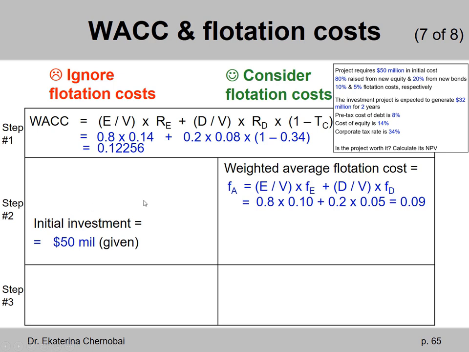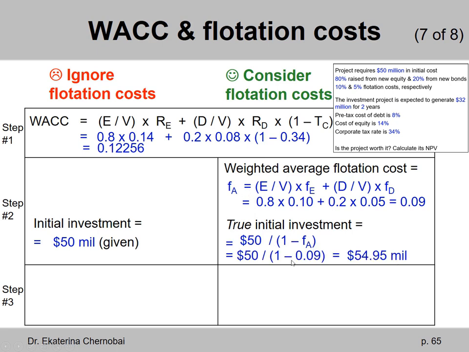So how much extra do we need to raise to make up for the 9% flotation cost? That's calculating the true initial investment. 50 million that we need divided by 1 minus the overall flotation cost. 50 million divided by 1 minus 0.09 gives $54.95 million.